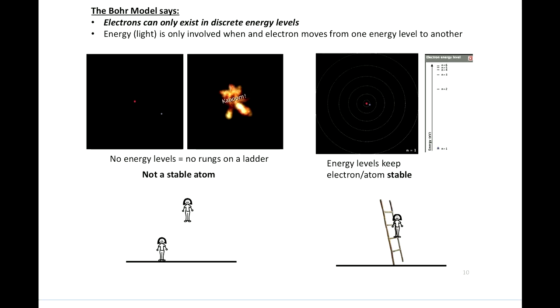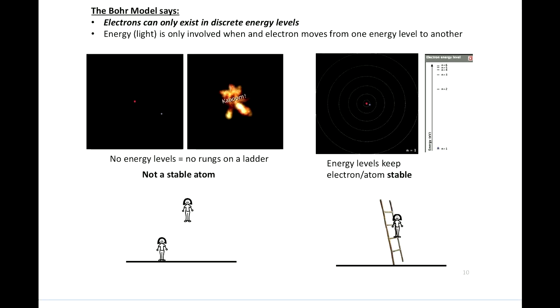So why do we need rungs on a ladder? The reason is, without rungs on the ladder, without energy levels, the electrons would just crash into the protons in the nucleus. Think about it. Protons are what charge? Positive. Electrons are what charge? Negative. What do positive and negative things do? They attract one another. So if you just have a positive and a negative thing floating around, what's going to naturally occur? They're going to attract into one another.